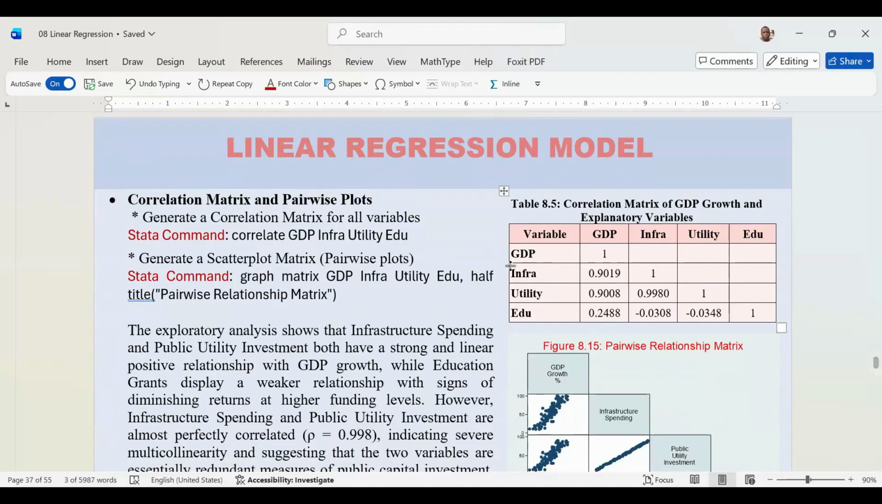I decide to do the correlation matrix. Some of the variables are highly correlated. Can you see that? Yeah.